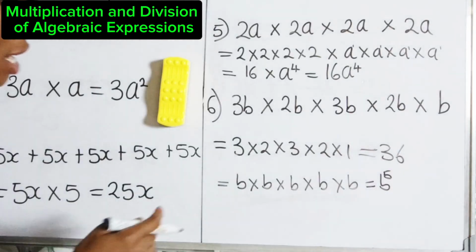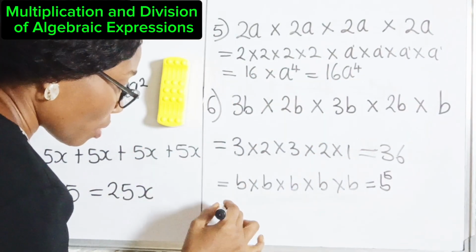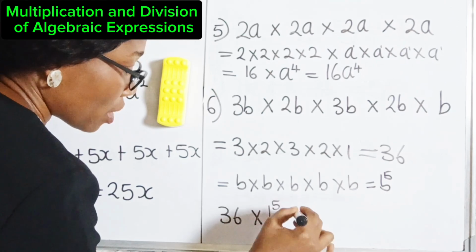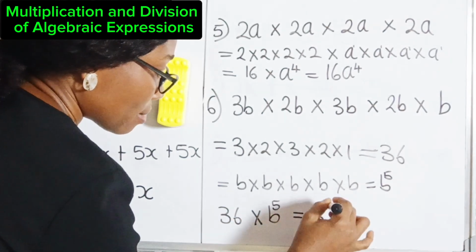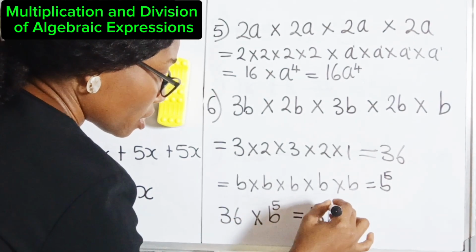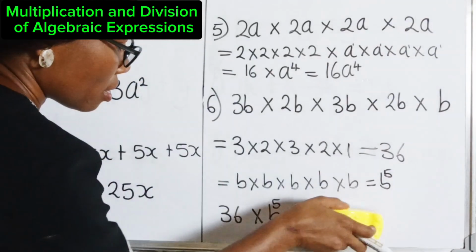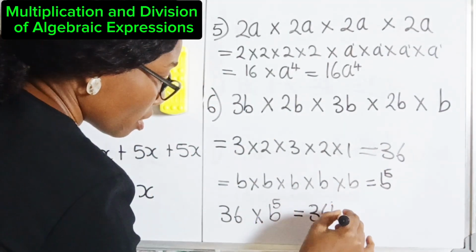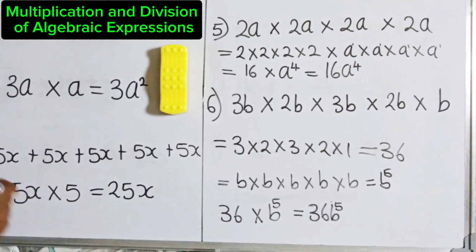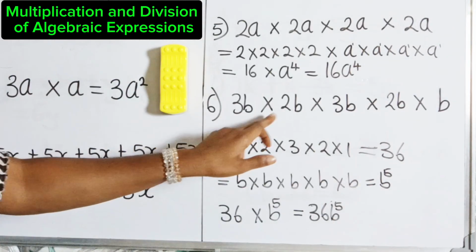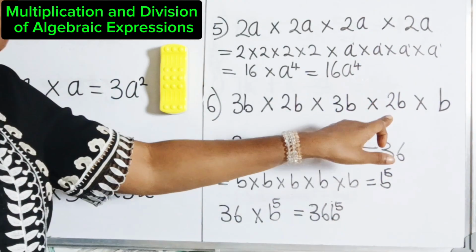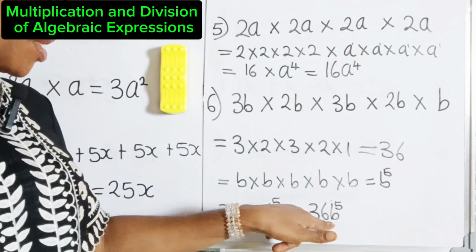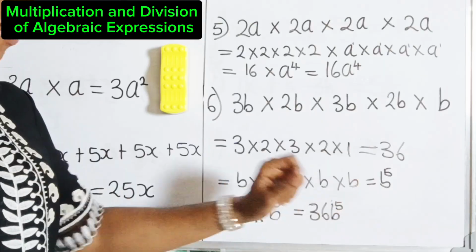Okay, so we have to put them all together now. So we have 36 times b raised to the power 5, and this is equal to 36b raised to the power 5. So this 3b times 2b times 3b times 2b times b is equal to 36b raised to the power 5.